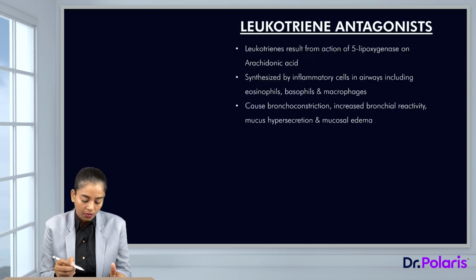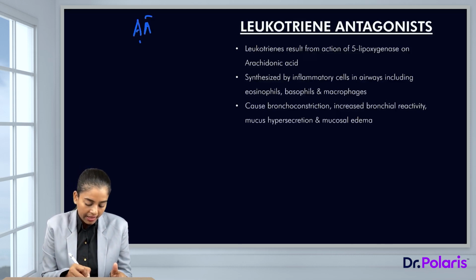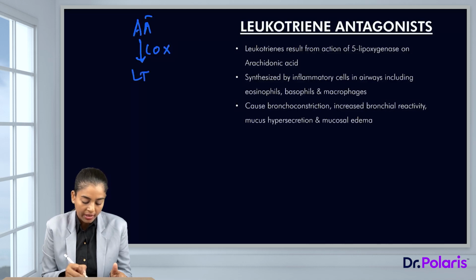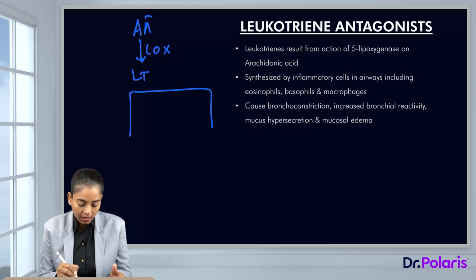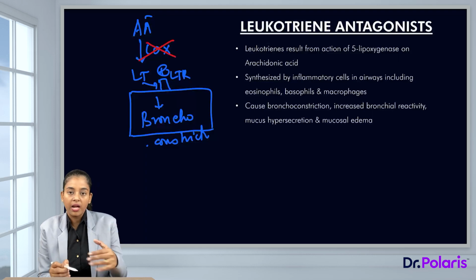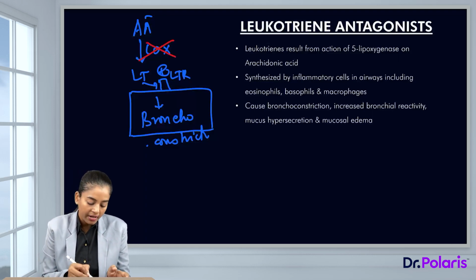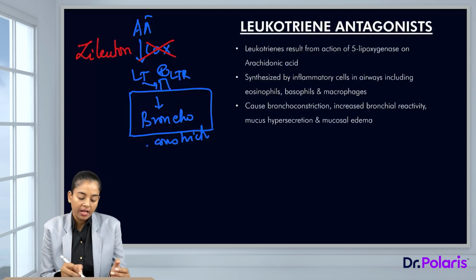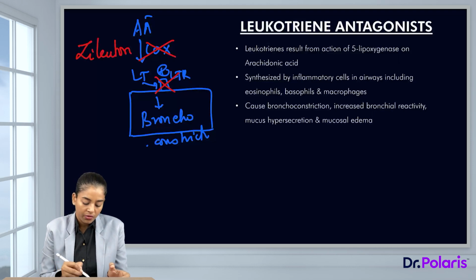Leukotriene antagonists. From arachidonic acid, it gets acted upon by LOX to produce leukotrienes. These leukotrienes act on the leukotriene receptor which is present on the bronchial smooth muscle, and they cause bronchoconstriction. So what can be done? We want to reduce the production of leukotrienes. First, you can inhibit the enzyme LOX so that leukotrienes don't get synthesized. That drug is zileuton. The other thing we can do is block the receptor.